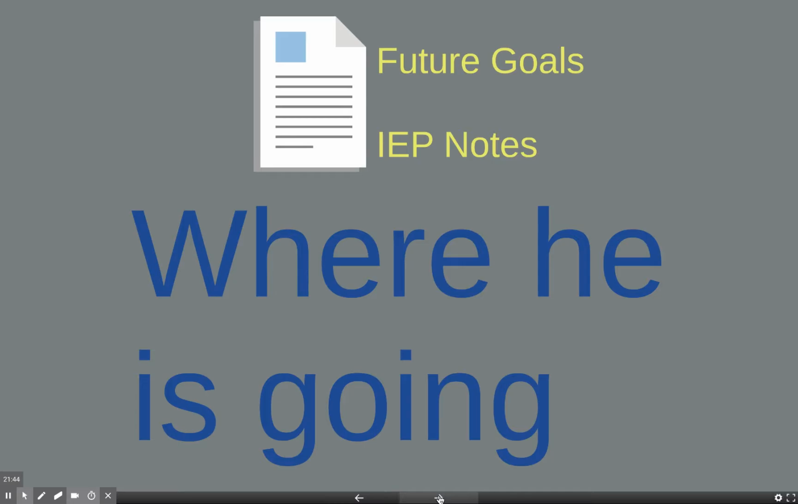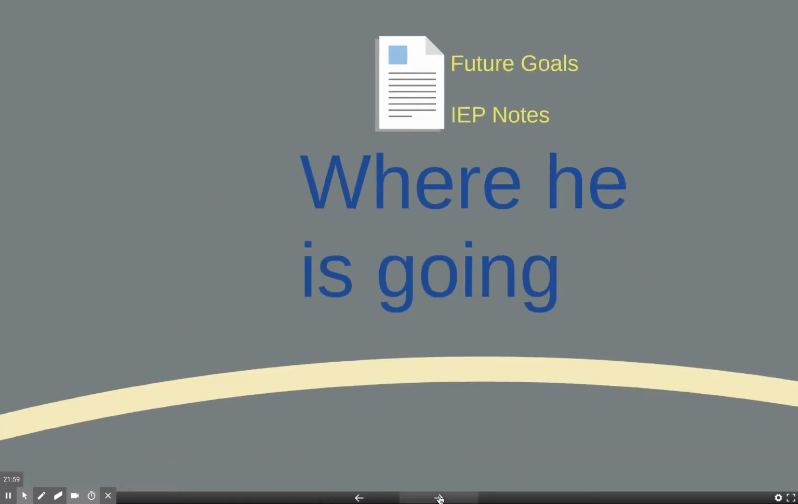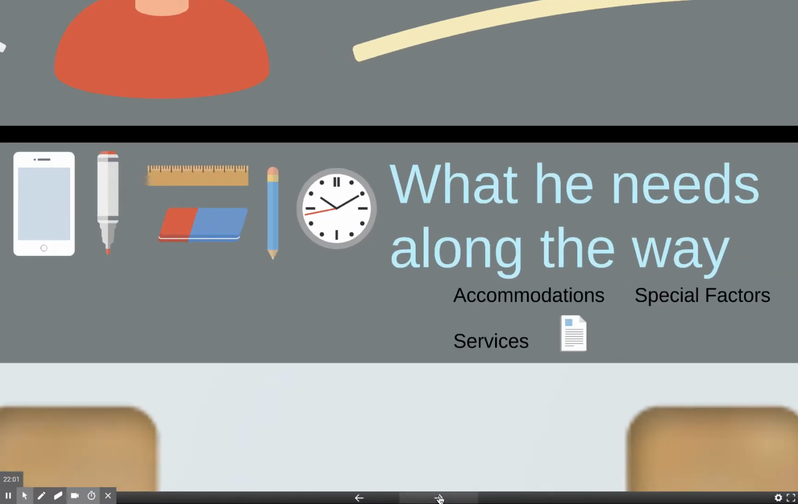And then within the IEP notes, we talk about concerns. What are the areas of need that the student is displaying? And then we lastly talk through outcomes. So what are the changes? What are the things that are going to really clearly state where the student is going for this IEP? And then the last thing, what he needs along the way.